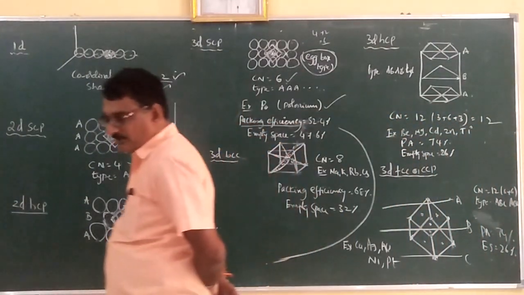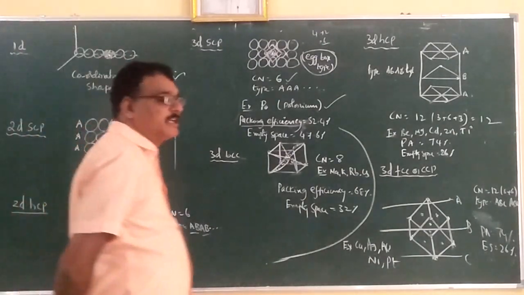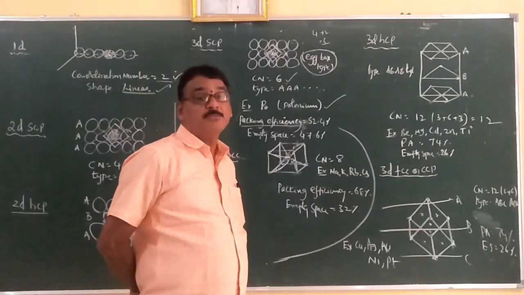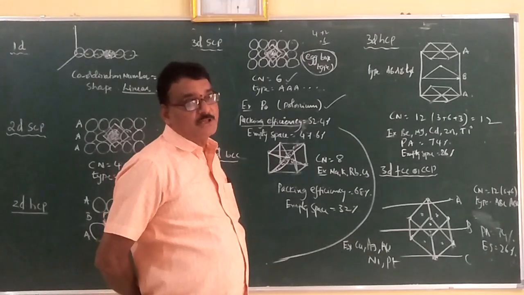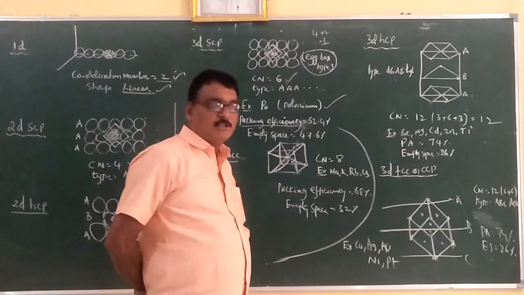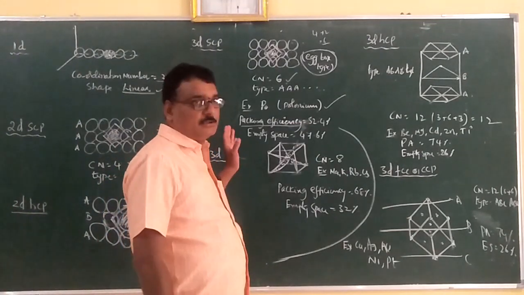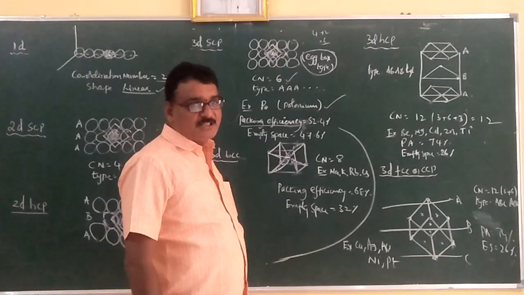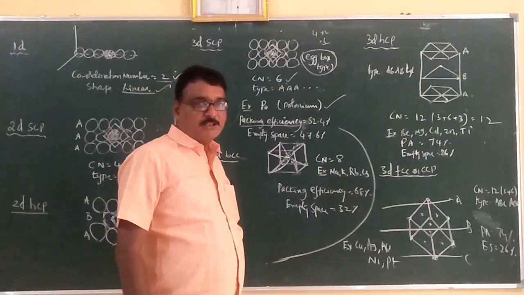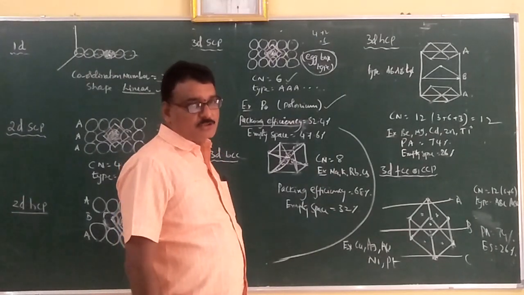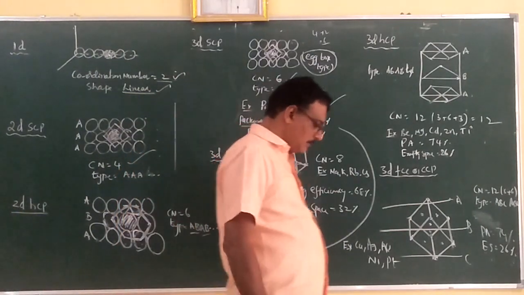Now, how many atoms will be occupied by this type of 3D BCC? 68% of atoms can be occupied by the 3D BCC, and the remaining is called empty space. That is, empty space is 32%. Good. So what is the packing efficiency of 3D BCC? 68%. Empty space 32%. What are the examples? First group cations and coordination number 8. Next one.